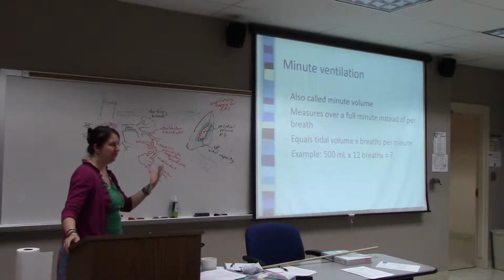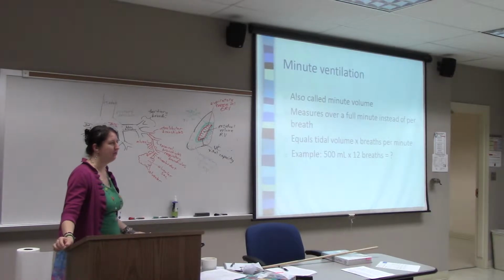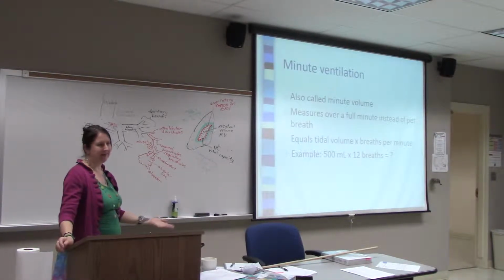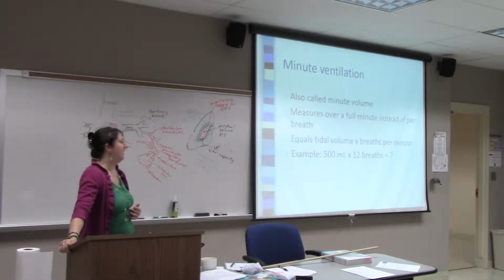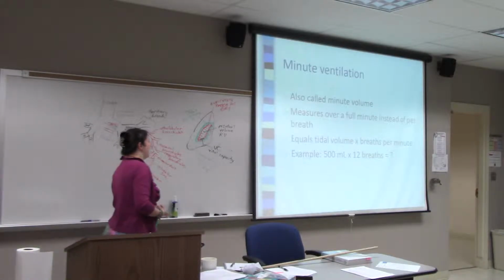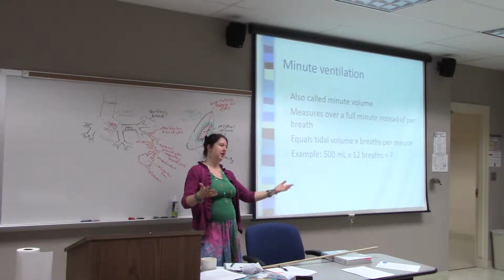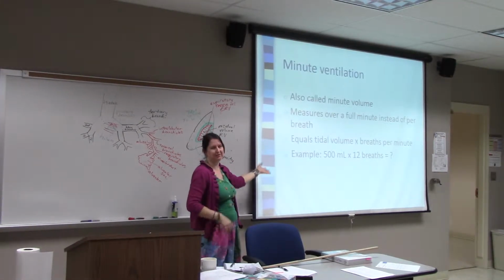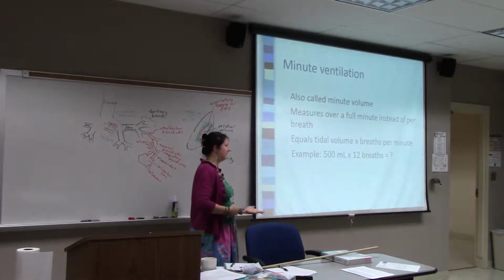Minute ventilation, or minute volume, is the respiratory equivalent of cardiac output, where cardiac output was the amount of blood pumped in a minute. This is the amount of air moved in a minute. You get it the same way, the volume per movement times the number of movements in that minute. Here we have tidal volume instead of stroke volume, breaths per minute instead of beats per minute.